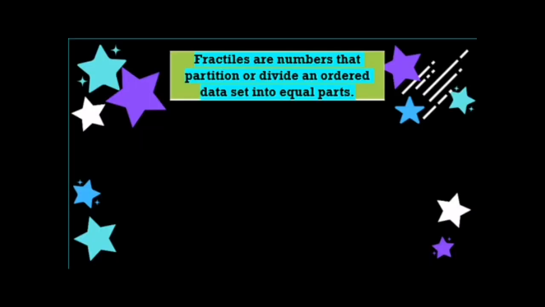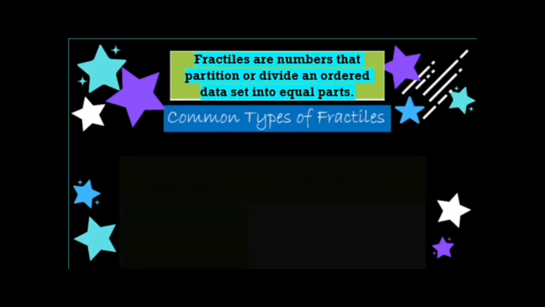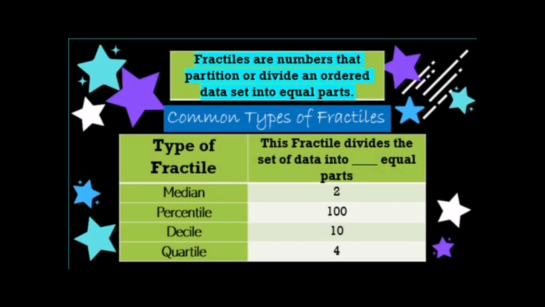Now, fractiles are numbers that partition or divide an ordered data into equal parts. Now, what are those types of fractiles? So we have the median, percentile, decile, and quartile. That fractile divides the set of data into, when it comes to median, 2 equal parts, percentile, 100 equal parts, decile, 10 equal parts, and the quartile, 4 equal parts. So remember those types of fractile.